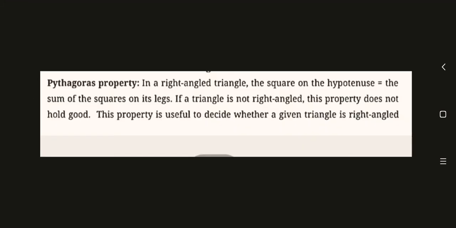Now let us begin with the next exercise, that is exercise 6.5. This exercise is based on the Pythagoras property, which states that in a right angle triangle, the square of the hypotenuse is equal to the sum of the squares of the other two sides. So we can use this property, and let's see how to solve the exercise.